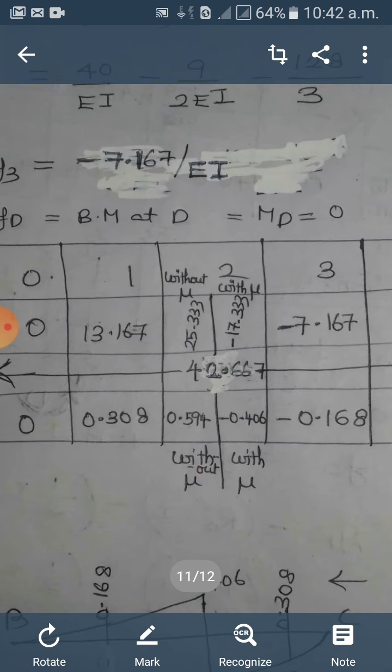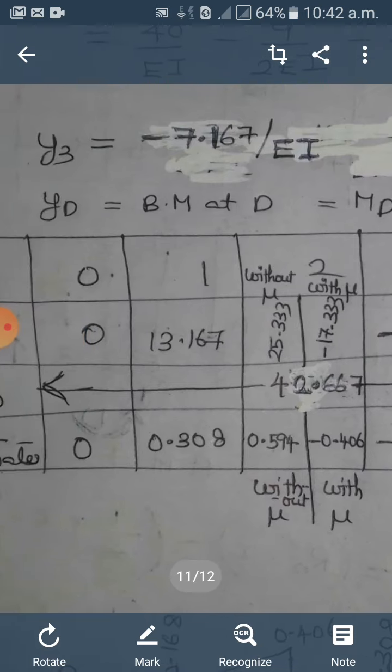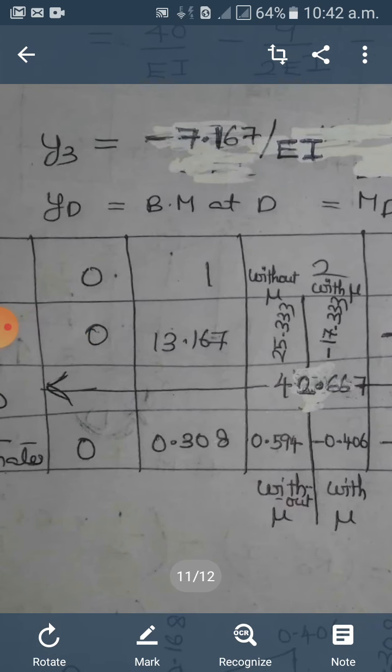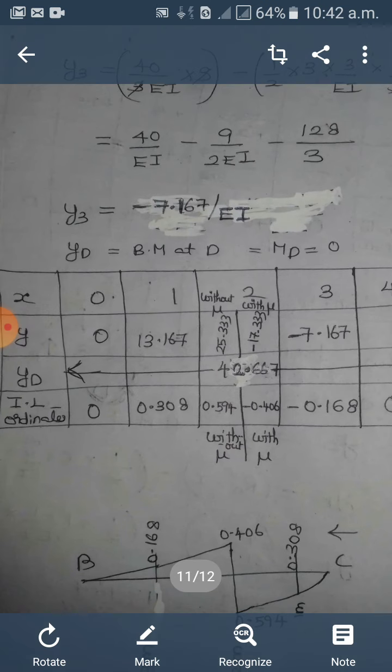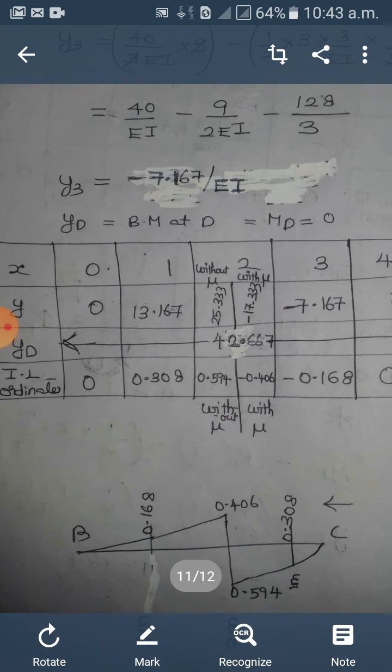So I have tabulated all the values. And every value if you divide by 42.667, you get the corresponding values. So at 2 meter, you see one value is 0.594 positive, then it is minus 0.406. So positive value at 1 is 0.308, and again at 2 meter without mu it is 0.594. Then if you get negative values, you draw above the reference line. So that is what I had drawn.